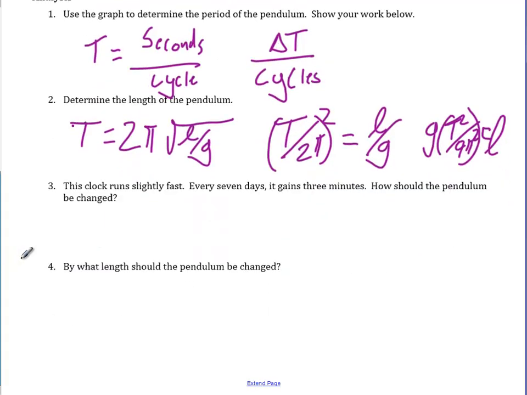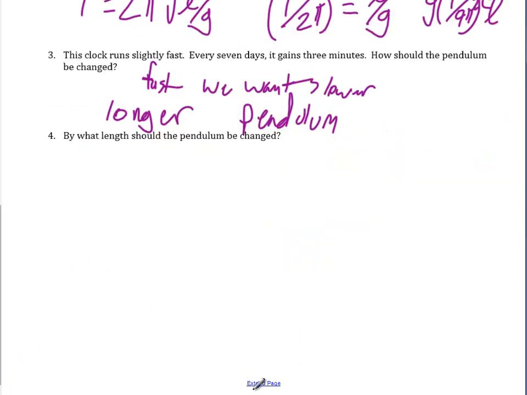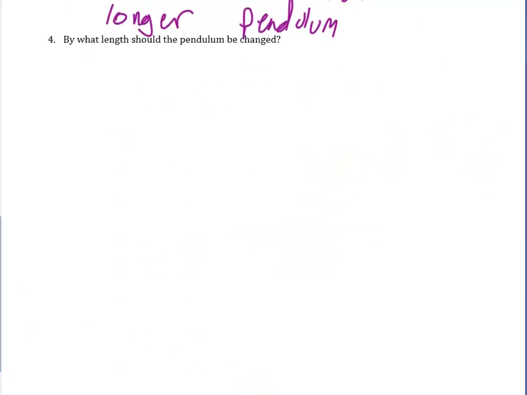This clock runs slightly fast. Every 7 days it gains 3 minutes. How should the pendulum be changed? Well, if it's fast, we want slow, and to make it slower, that means we want a longer pendulum. Now, question number 4 is not a trivial question. Question number 4 takes a little bit of thinking. Actually, it takes quite a lot of thinking. It's not hard, it's just funny to wrap your head around it.